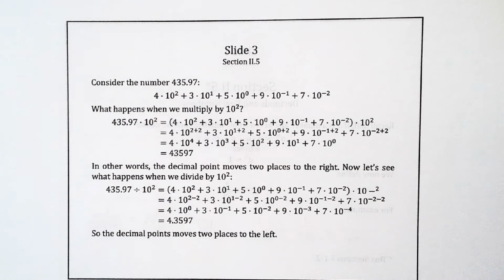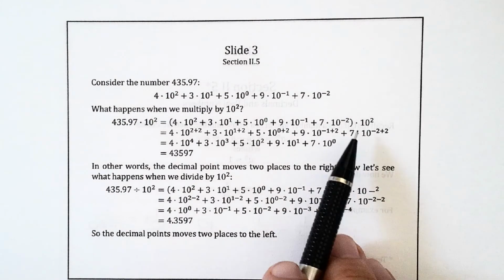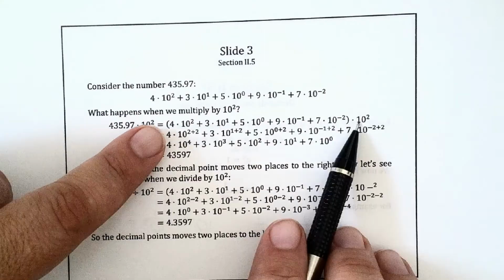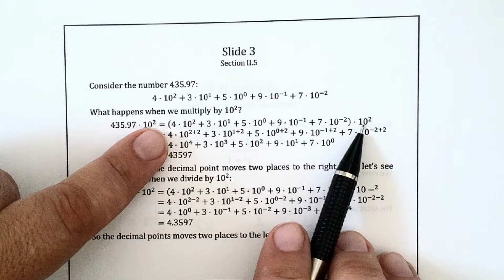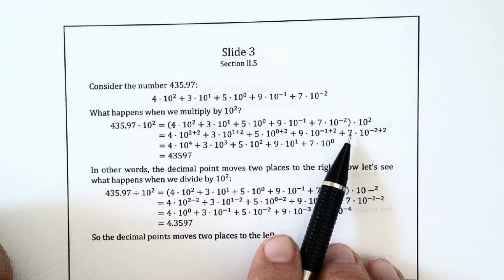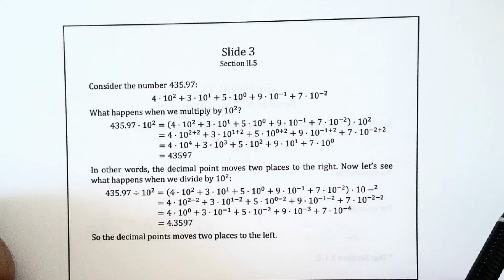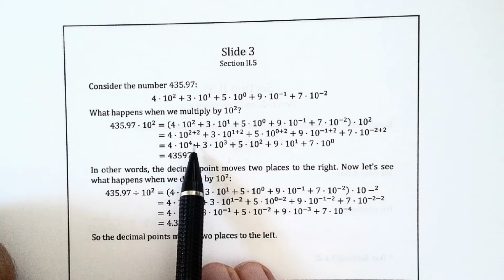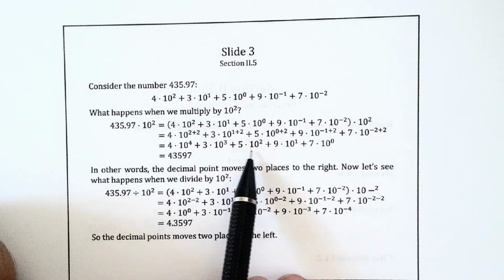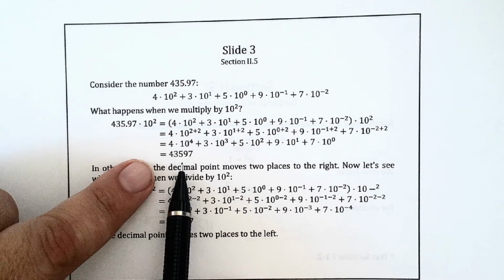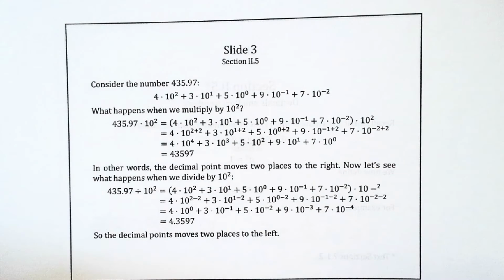This is something that I think you should read through just to make sure you understand. But what's happening here is we're writing the number in expanded form and then applying the distributive property to multiply that 10 squared to each of these powers of 10. And that has the effect of bumping each of those powers up by 2. So you add 2 to each of those powers. And when you put it all back together again, you've moved the decimal point 2 places to the right.